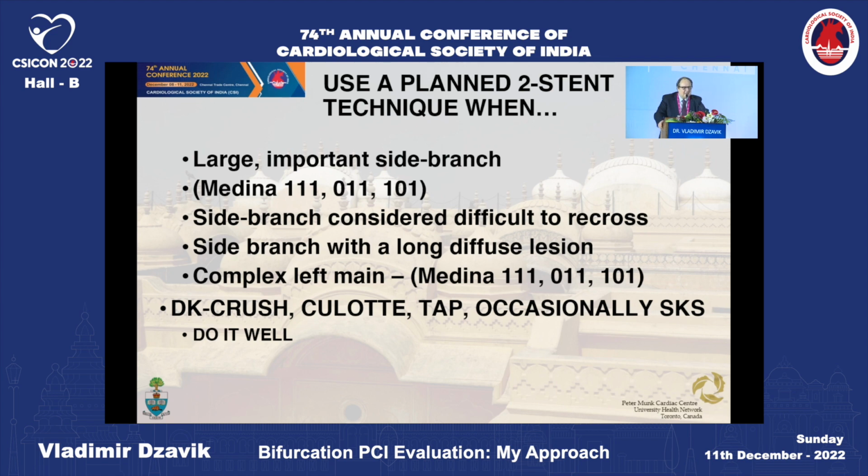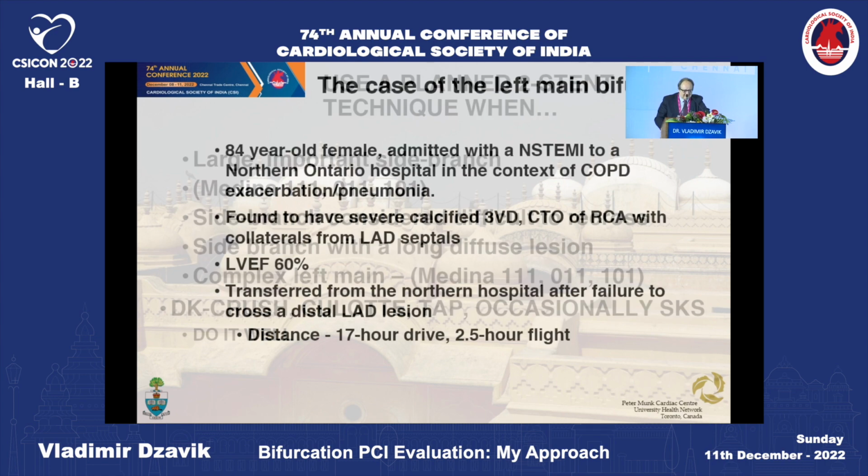My preference is DK crush. Occasionally culotte. In left mains, I tend not to use culotte because of the possibility of a napkin ring in the distal left main if you don't have cells that are large enough to take that particular left main diameter. TAP occasionally, even a procedure like SKS. You have to be flexible, I think. Do it well, whatever you do.